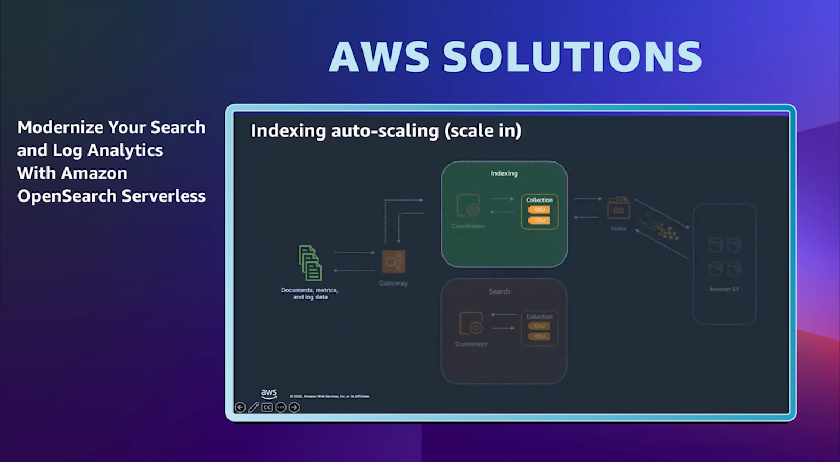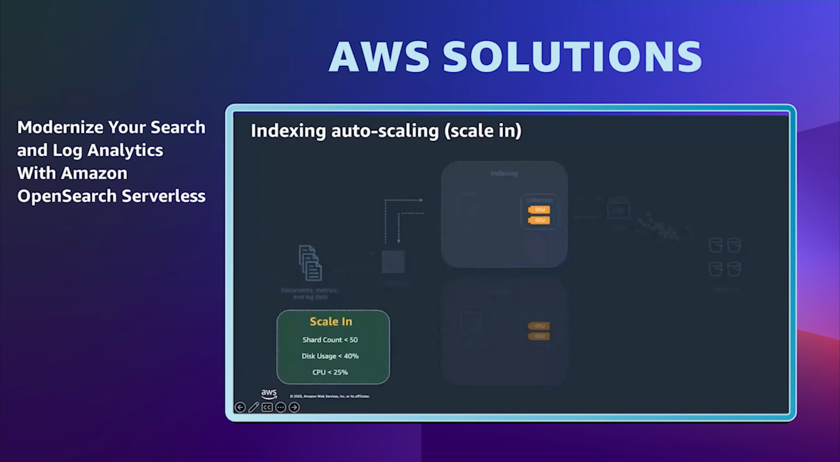Then how about the search side? How exactly does the scaling happen? For the scaling, it's a similar metric, but in case of a scale out, we capture all the metrics as an OR condition, whereas for the scale in, it would be an AND condition. So whenever you have less than 50 shards per OCU, and your disk utilization goes below 40 percent, and your CPU goes below 25 percent, that's when your scale in will trigger. So that is basically how your scale out and scale in happen, and what metrics we capture for performing those operations.